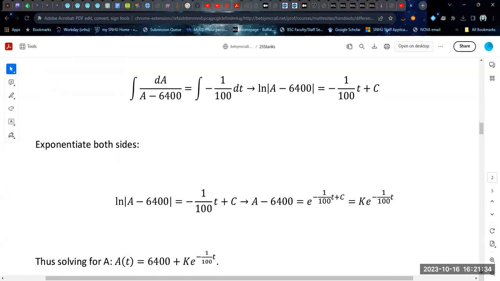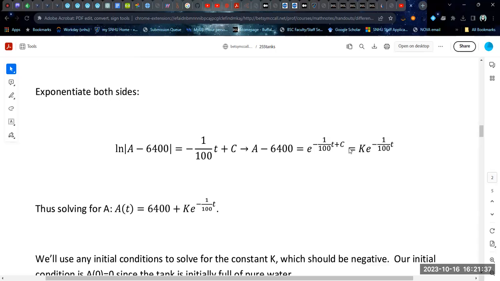So I end up finally, if I put the 6,400 on the other side of the equation, with a general equation for the amount of sugar in the tank as 6,400 grams plus K times E to the negative 100 over T. Now, it's entirely depending on whether you start above or below the equilibrium value. This constant could be positive or negative. If you start out with a lot of sugar, then it's going to flow out faster than it flows in, and so it will reduce.